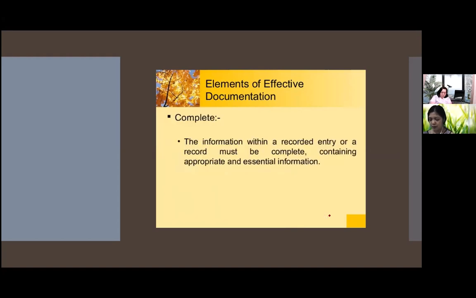Ayan. Then complete. The information within a recorded entry or record must be complete, containing appropriate and essential information. Ano dapat ang hindi laging nawawala? It's your signature and the time and the date. Ayan. Kasi baka naman di ka naglagay ng oras or araw or even your initial, then pwede na lang sabihin na hindi ikaw kahit na penmanship mo yon.